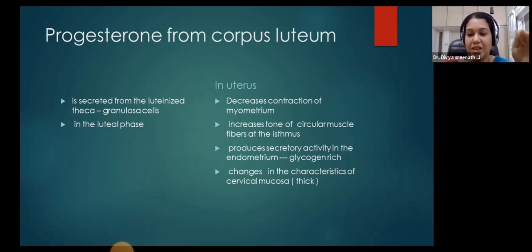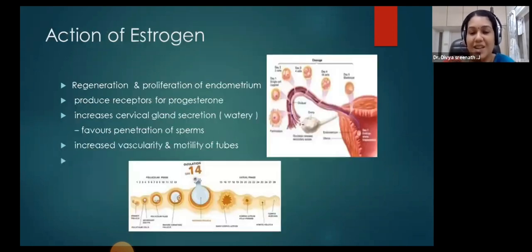So the main role of progesterone in the endometrium in the secretory phase is to support the pregnancy. It stimulates the secretion of glycogen from the endometrium to nourish the fertilized ovum. And also, in the cervical mucus, during the estrogenic phase there was a watery discharge.